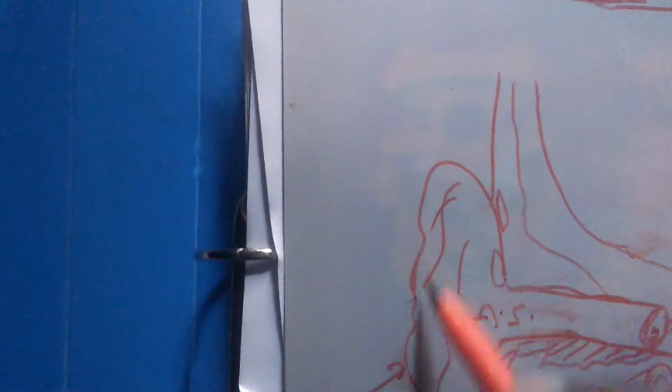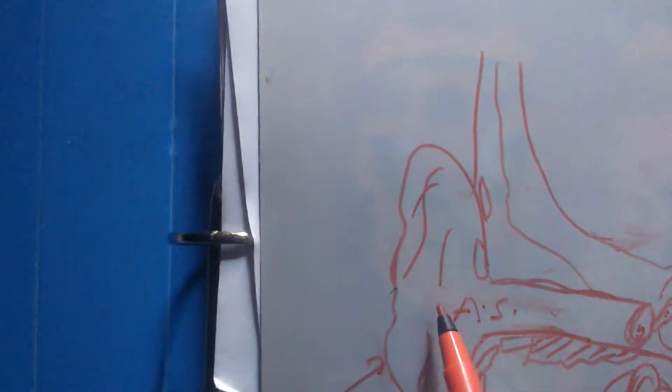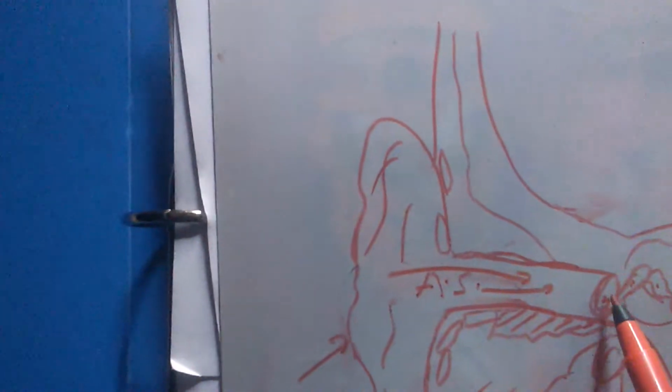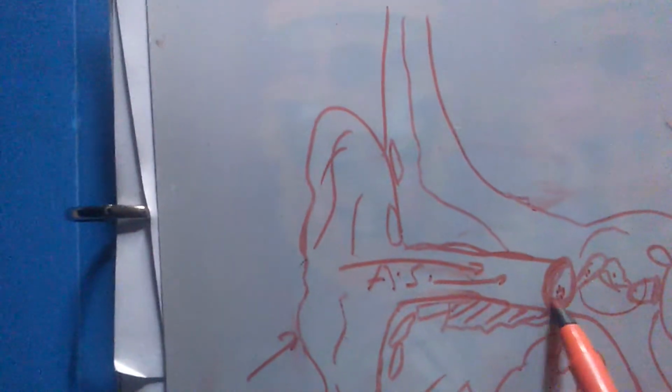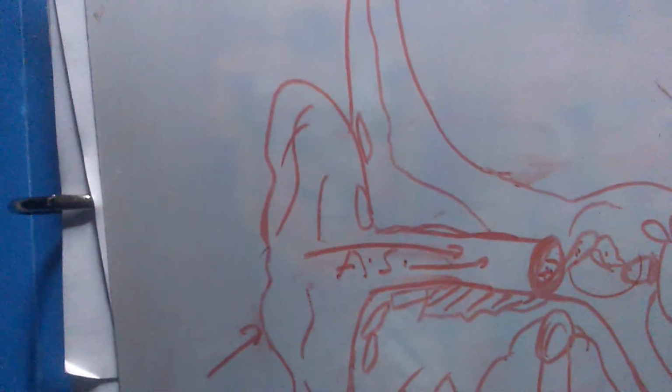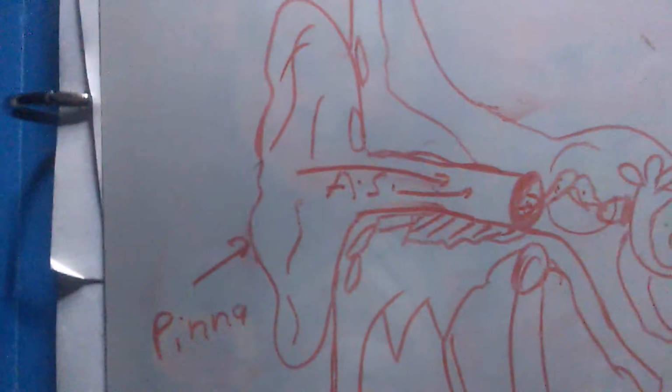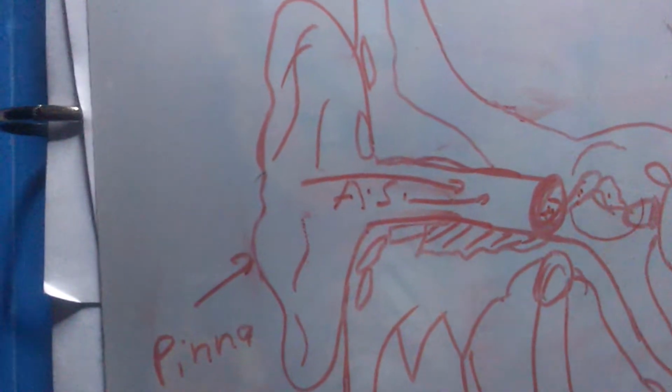Acoustic means sound. The pinna collects the sound, which goes inside this canal and strikes the tympanic membrane. This is known as the tympanic membrane, or in other words, the eardrum. So this is the external part. The external ear has three parts: the pinna or auricle, the external acoustic canal, and the tympanic membrane.